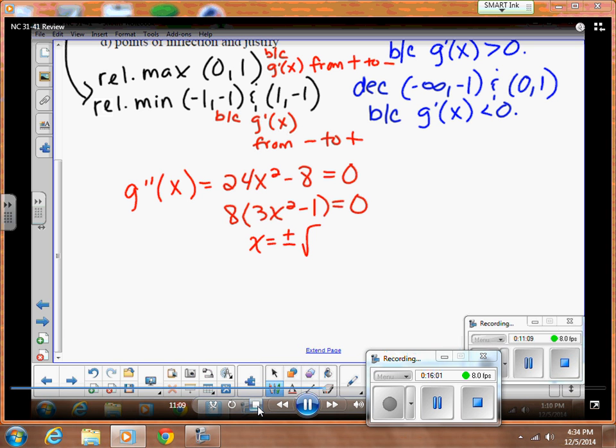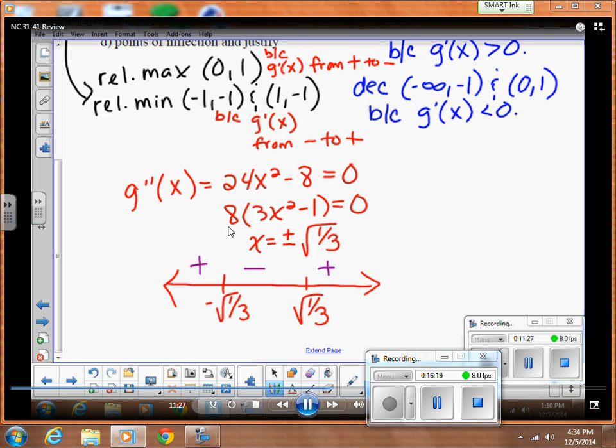So that's the algebra part that you guys should know how to do. My possible points of inflection are at positive and negative square root of 1/3. I need to set them up again on a number line, both values, the positive and the negative, and I need to pick test points in between each of the intervals. Where do I plug in the values that I'm testing? These values need to get plugged back into the second derivative.